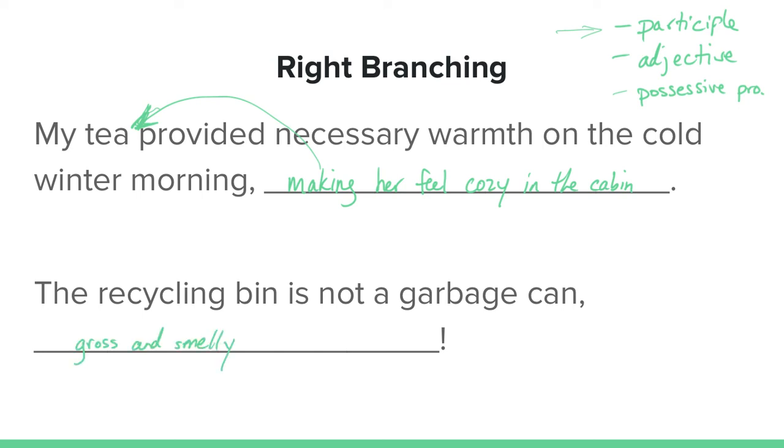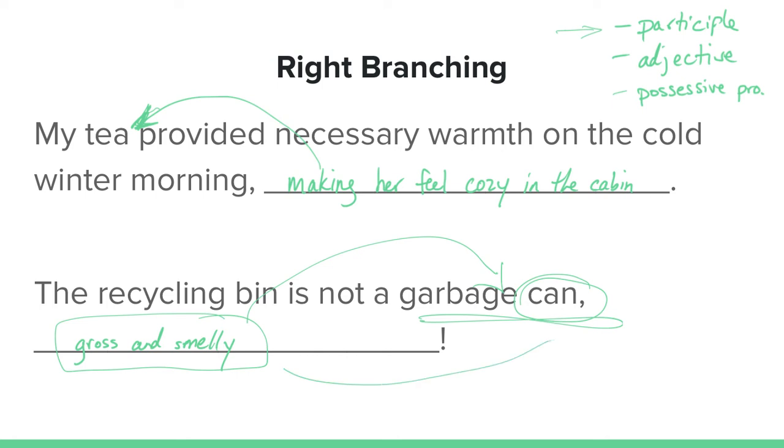Here we have a right branching modifier. The recycling bin is not a garbage can, comma, gross and smelly. In this case, I'm using adjectives, but they're referring to the garbage can. So you can have another noun and have your right branching modifier refer to that noun. I could easily write one that also refers to recycling bin. It just depends on what you want to modify.